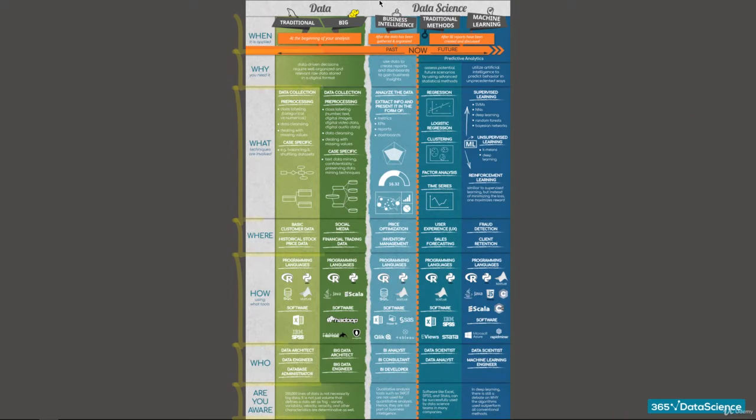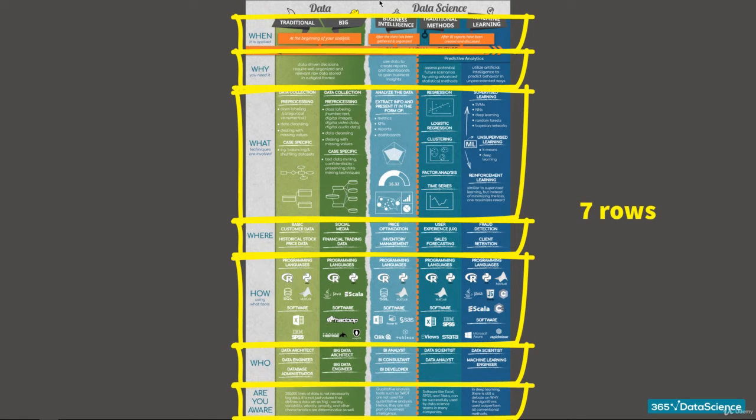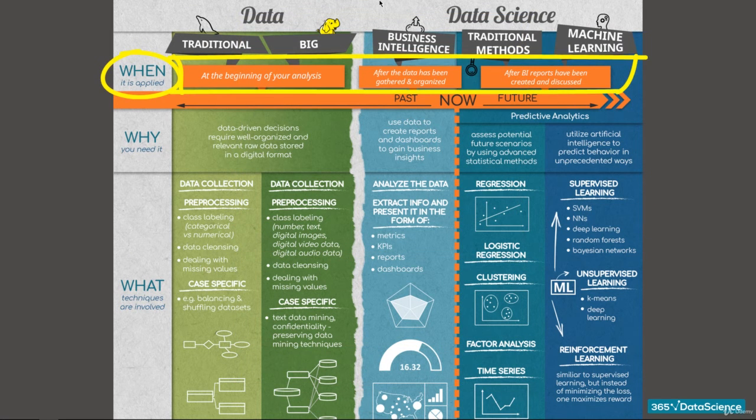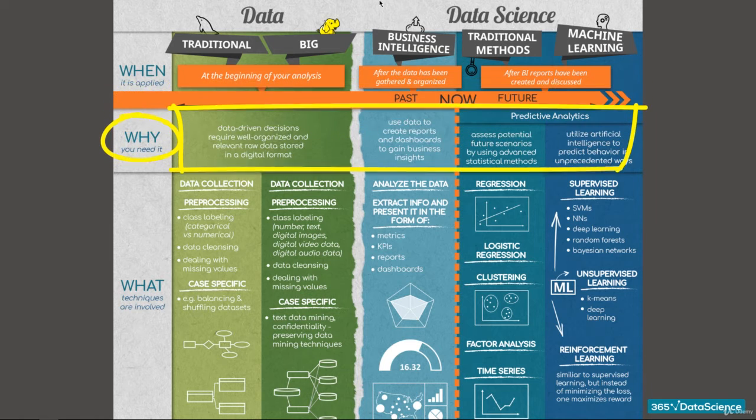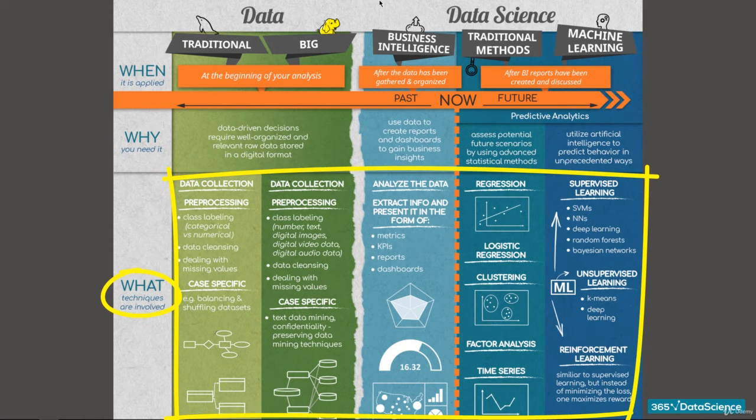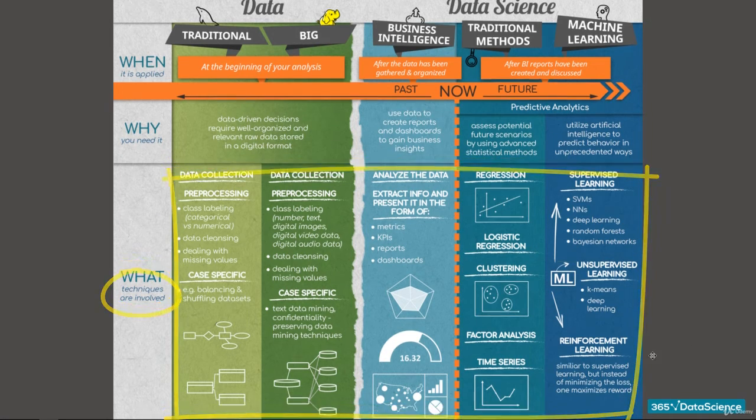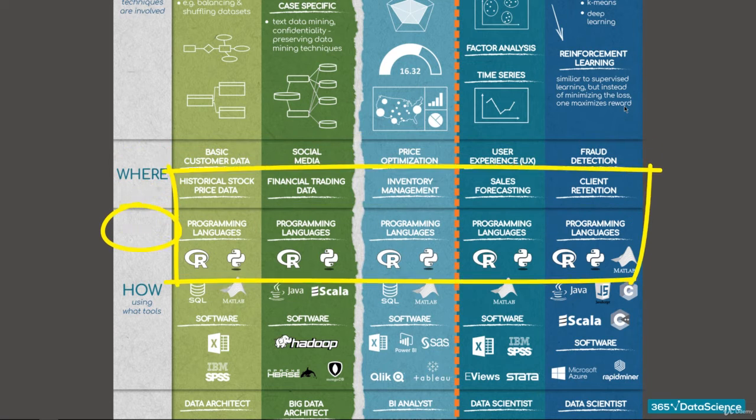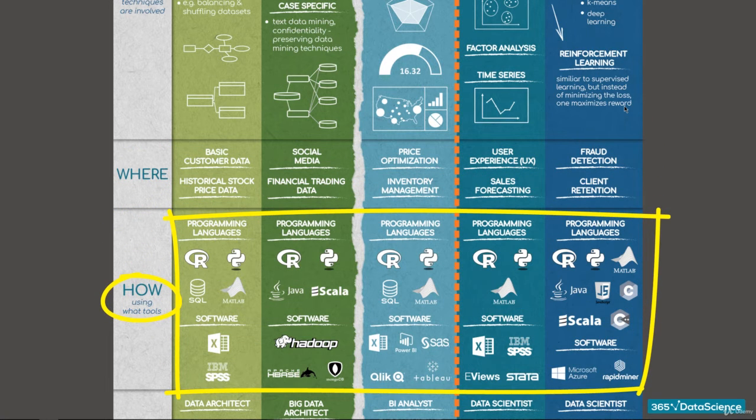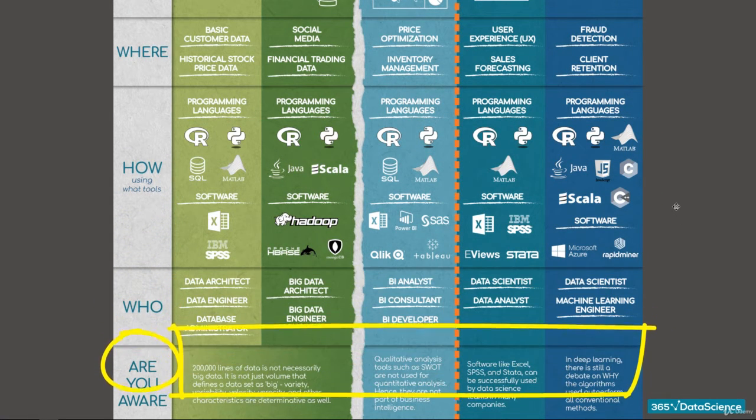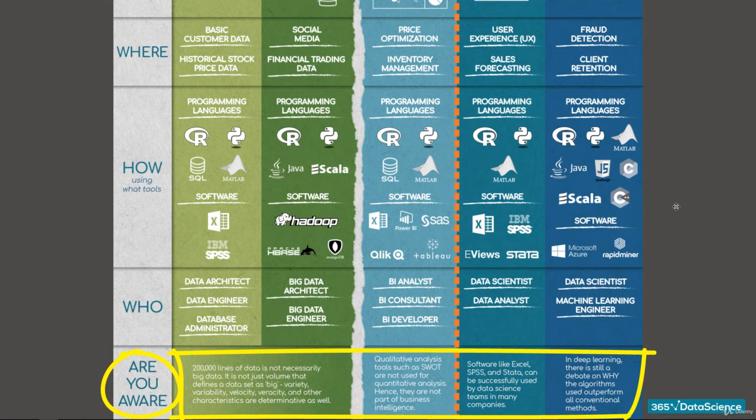Then, we have divided the columns into rows, which contain the answers to the following questions. When is this part of the process applied? Why do we need it? What are the techniques related to this activity? Where or in which real-life cases can it be applied? How is it implemented? Using what tools? Who is doing this? What are the common misconceptions about this activity?